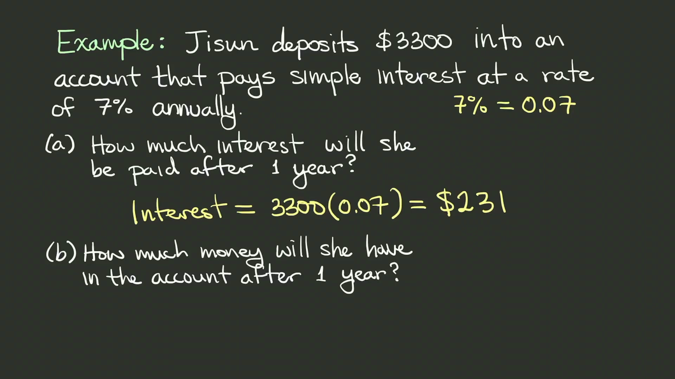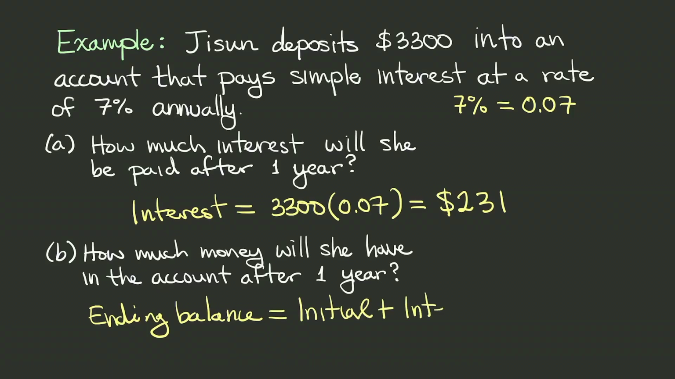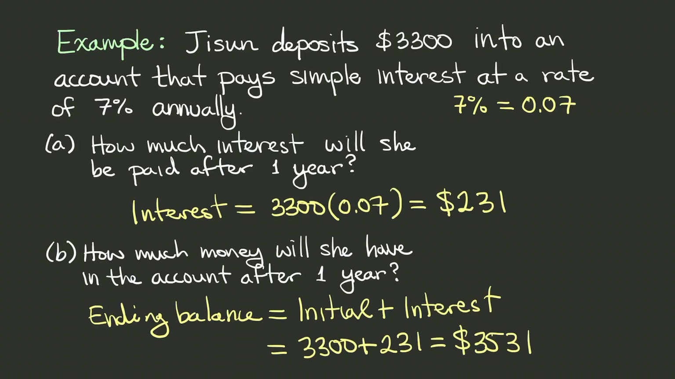Now, once we found the interest, we can find the new total, or the ending balance, by taking the initial balance and adding the interest amount. So that would give us 3,300 plus the interest of 231, and then we'll have $3,531 total in the account. Notice that this is actually equivalent to finding the multiplier and multiplying by the multiplier. If we were to do part B that way, we would end up with exactly the same answer.